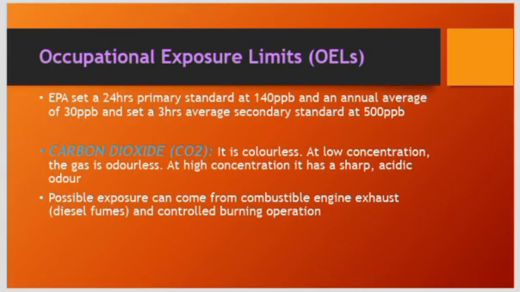Now, its occupational exposure limits set by the Environmental Protection Agency are a 24-hour primary standard of 140 parts per billion, an annual average of 30 parts per billion, and a 3-hour average secondary standard of 500 parts per billion. You understand? That is the amount you are allowed to be exposed to within a particular time limit.